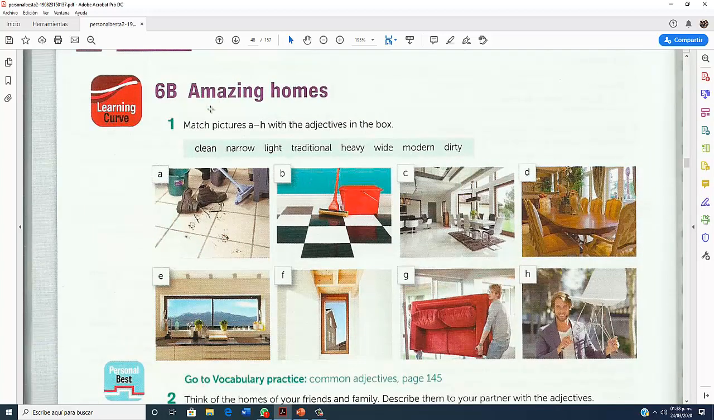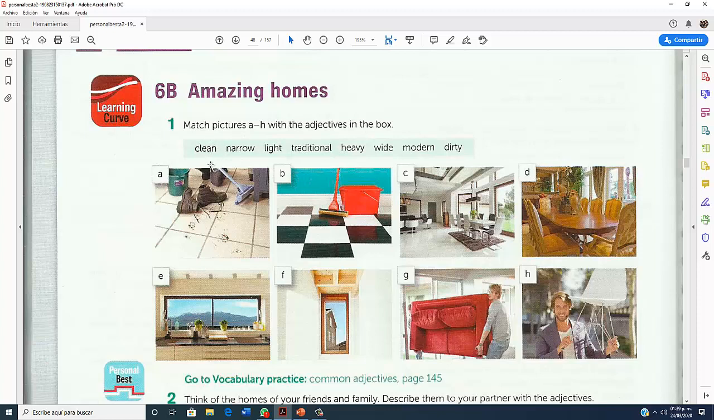So here it says amazing homes. Amazing is like fantastic, great, wonderful. And here we have different pictures about different parts of the house and also some furniture. The same topic we talked about in the previous video, right? So here we have: match the pictures A to H with the adjectives in the box. Like these ones, for example.